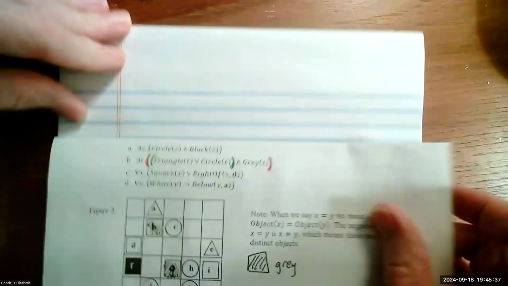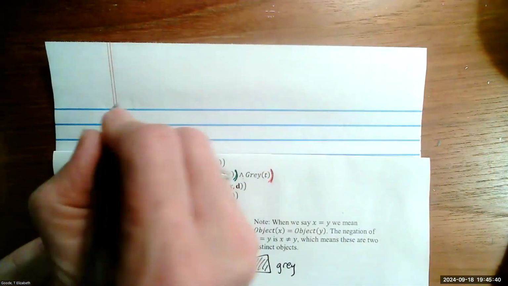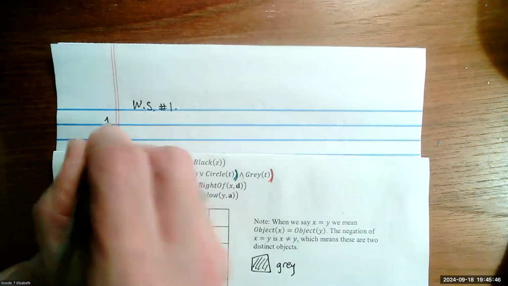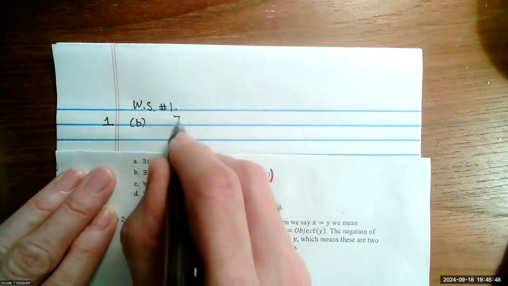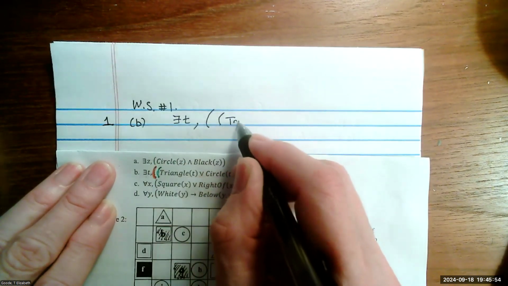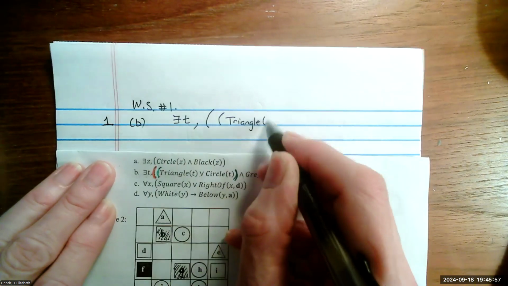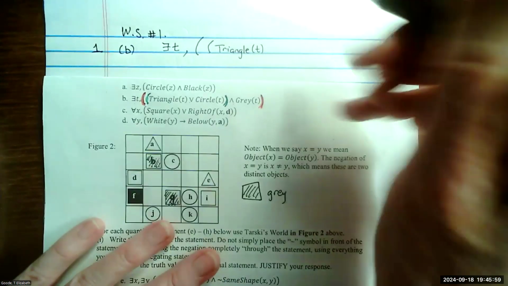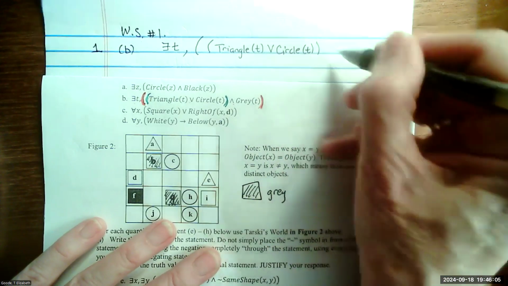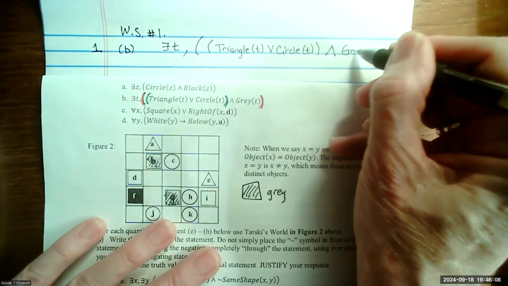Just to prep you, just do the best you can. We're going to go over this, but let me just show you this particular one. Let's do B. So worksheet number 1, problem 1B. The statement is, there exists a T such that triangle T or circle T and gray T.